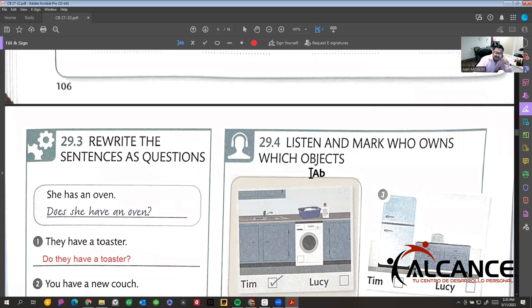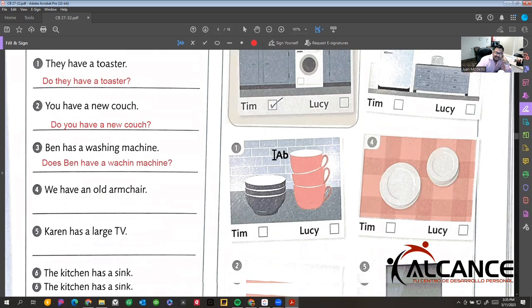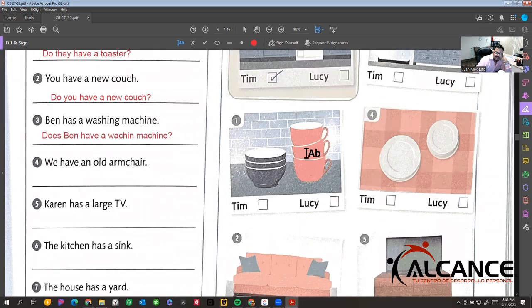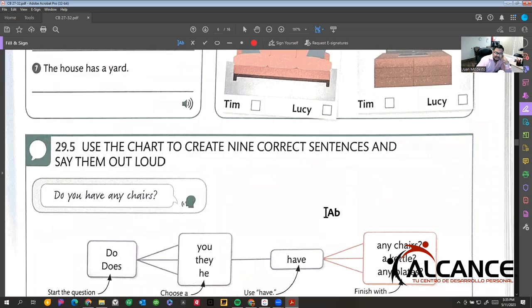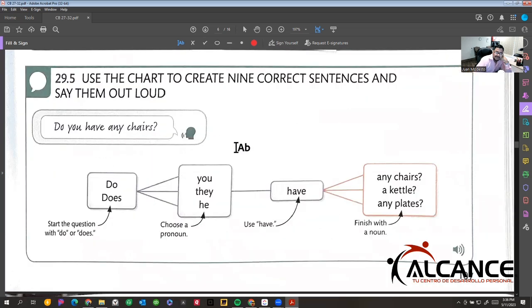For this one, you just have to listen to the audio. Listen and mark who owns which objects. Like this one, number 1, who owns these, Tim or Lucy? And here, don't forget to do the sentences.